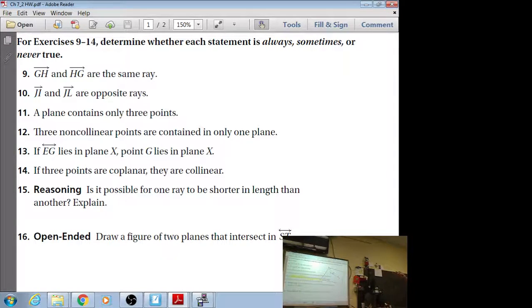Now, if it said EG connects or goes through, like EG transverses plane X, then maybe G would be on plane X because of the line. Like, imagine this book was my line, and then I go through the book, right? So G might be on the book, but it might be up here, it might be below, it might be on that plane, but here it's always going to happen.